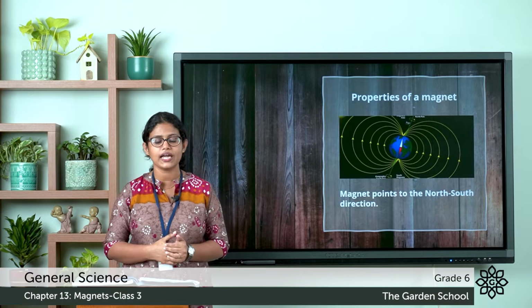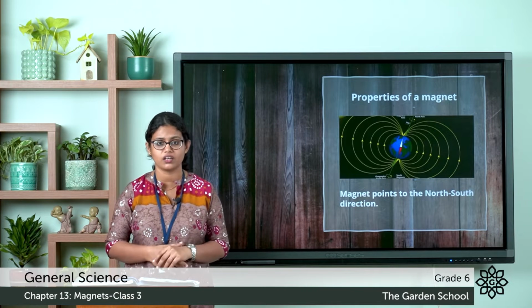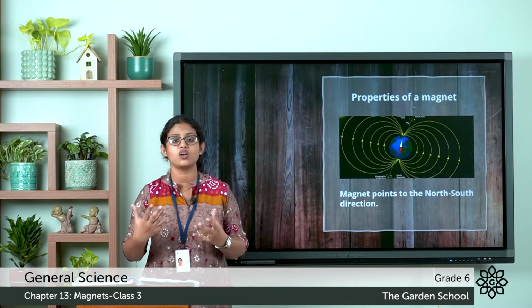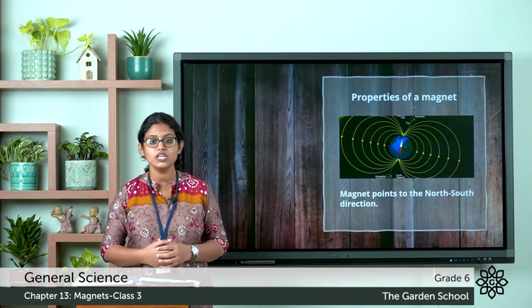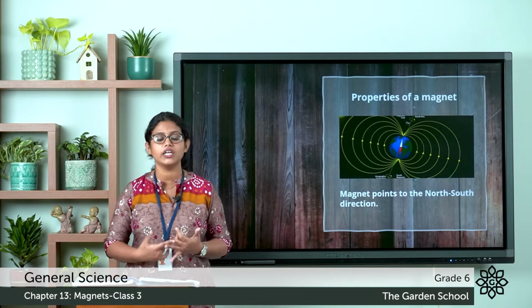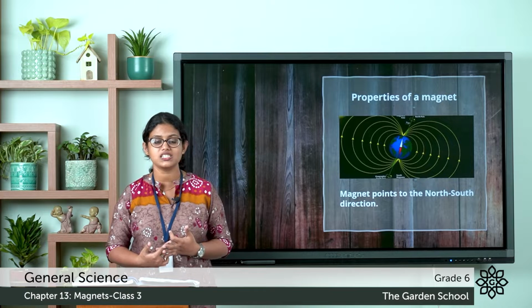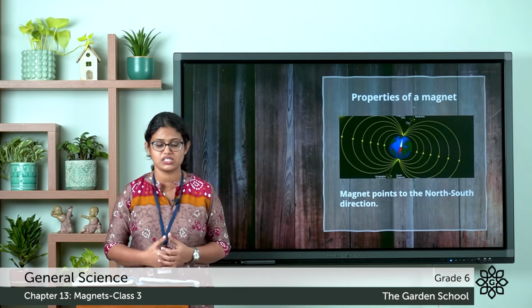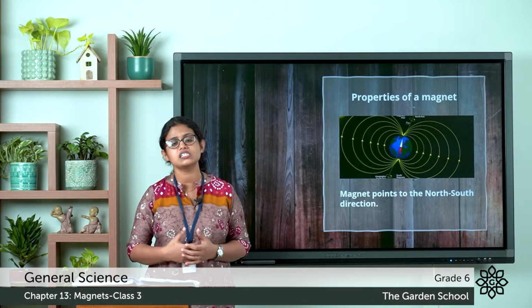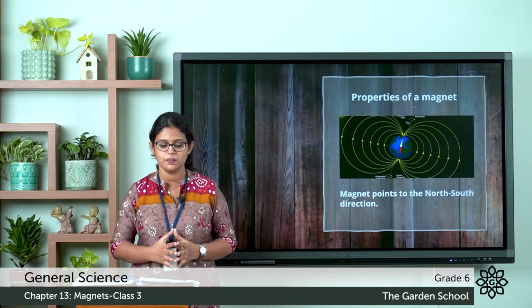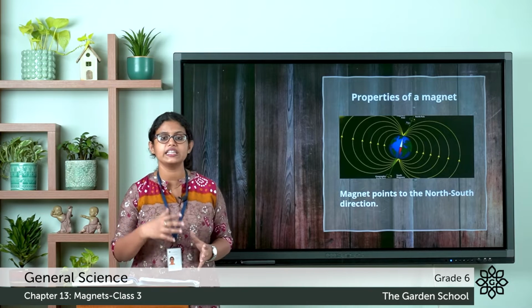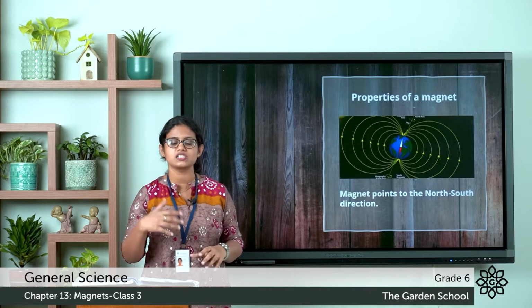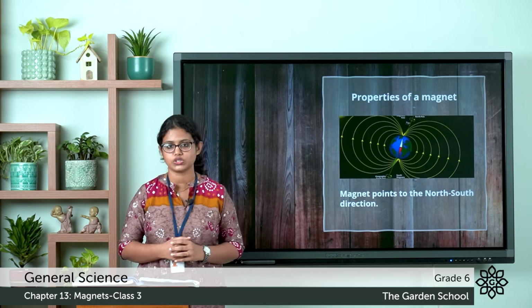We know that the earth is like a giant magnet. Why is the earth called a giant magnet? You know why? Because the earth's core is made up of iron, nickel and cobalt materials which have magnetic properties. So, we can say earth is like a giant magnet. And the magnet earth has its north pole in the south direction and its south pole in the north direction.